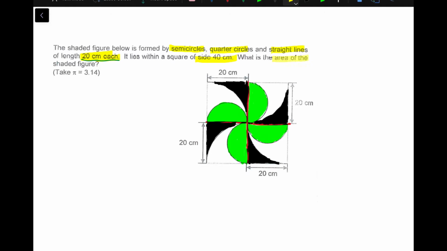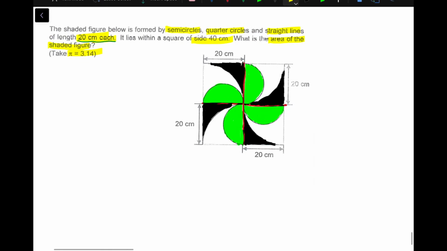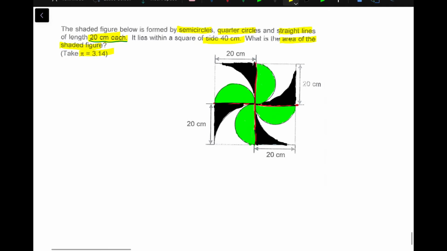So, what is the area of the shaded figure, which in this case is the total sum of green regions plus the total sum of these black regions? And we need to take the value of pi as 3.14. Okay, so this is a fairly simple problem. It's not so difficult as it seems.